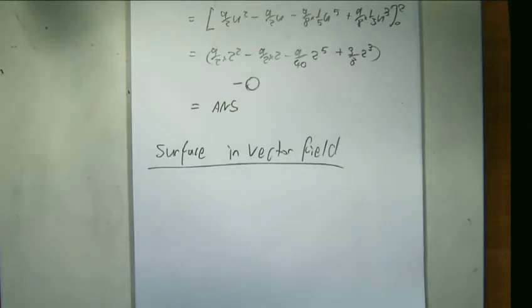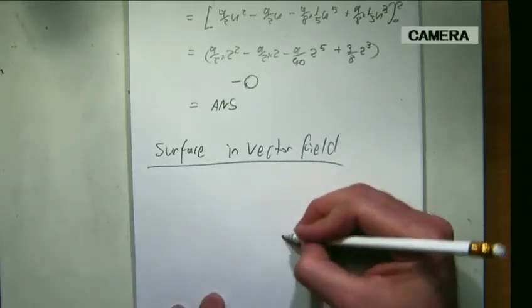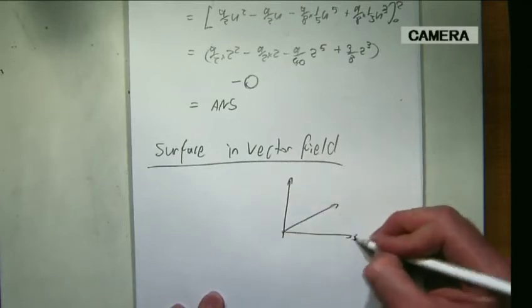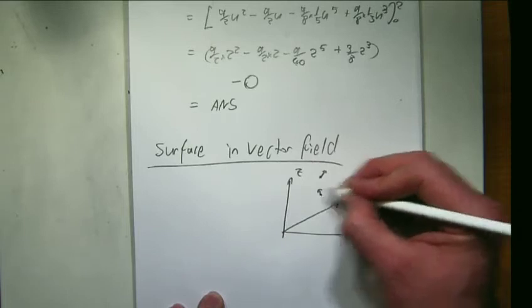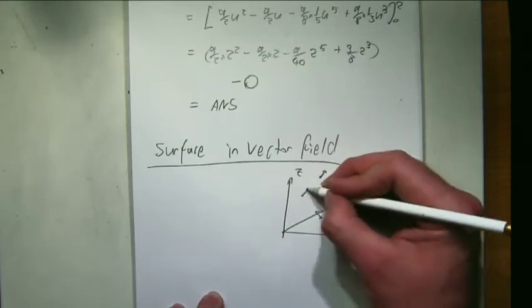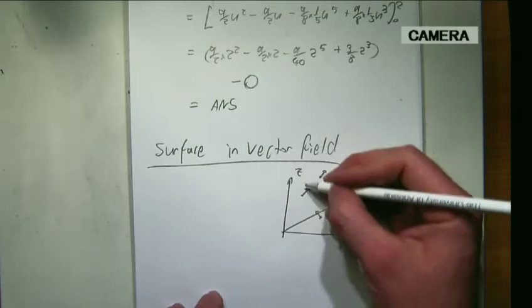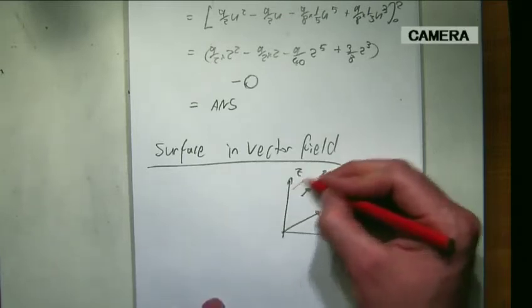Actually, technically there is one more. There's a volume in a vector field too, which is a whole different story. So your surface in a vector field, so this time there's a vector at every point, and you have your surface in there.